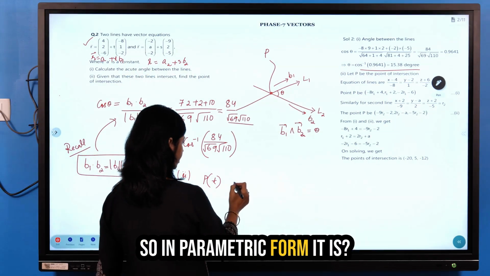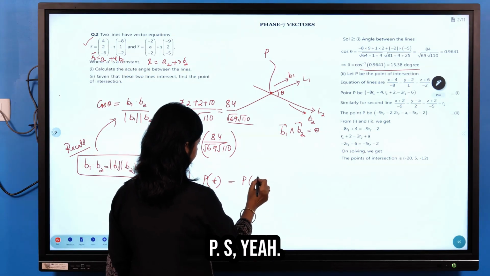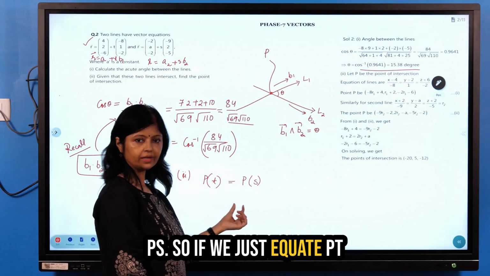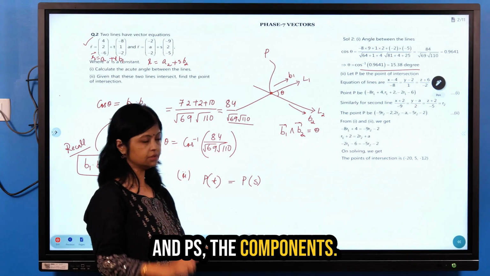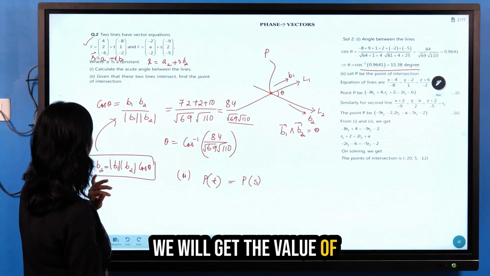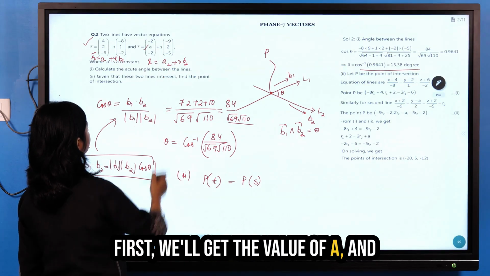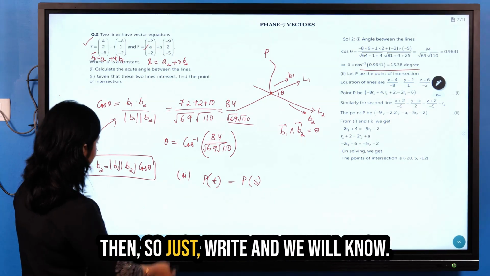So in parametric form, it is with parameter S. If we equate the components of PT and PS, we will get the value of the point of intersection. First, we'll get the value of A, and then, so just write and we will know.